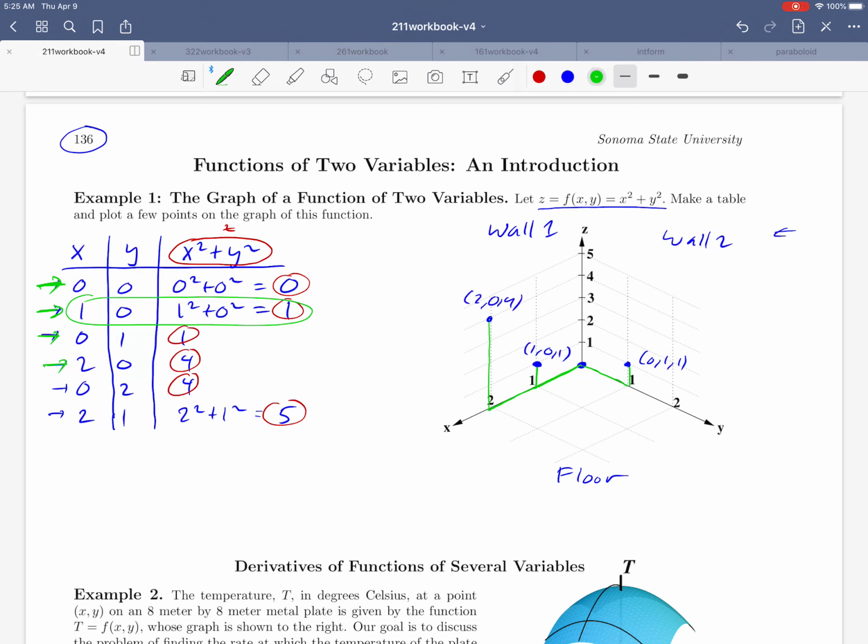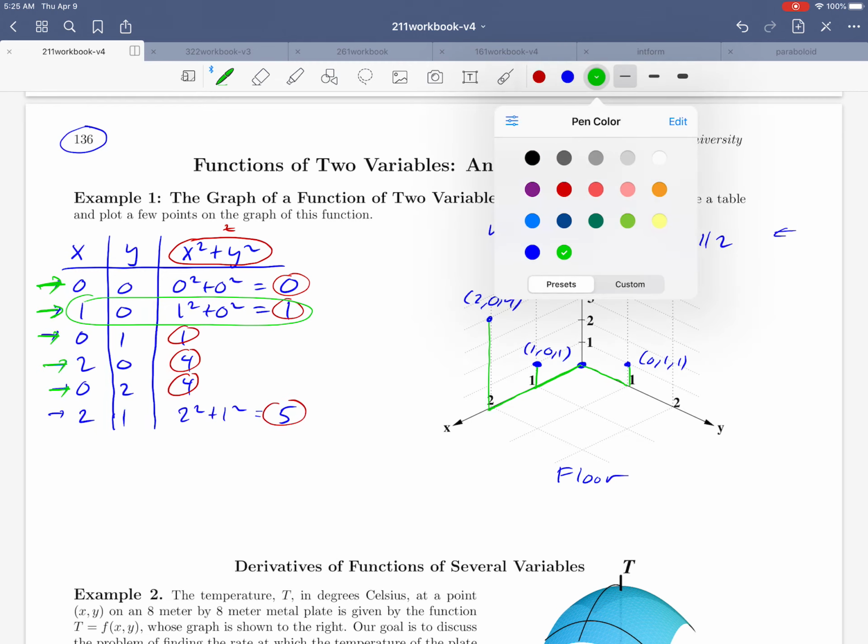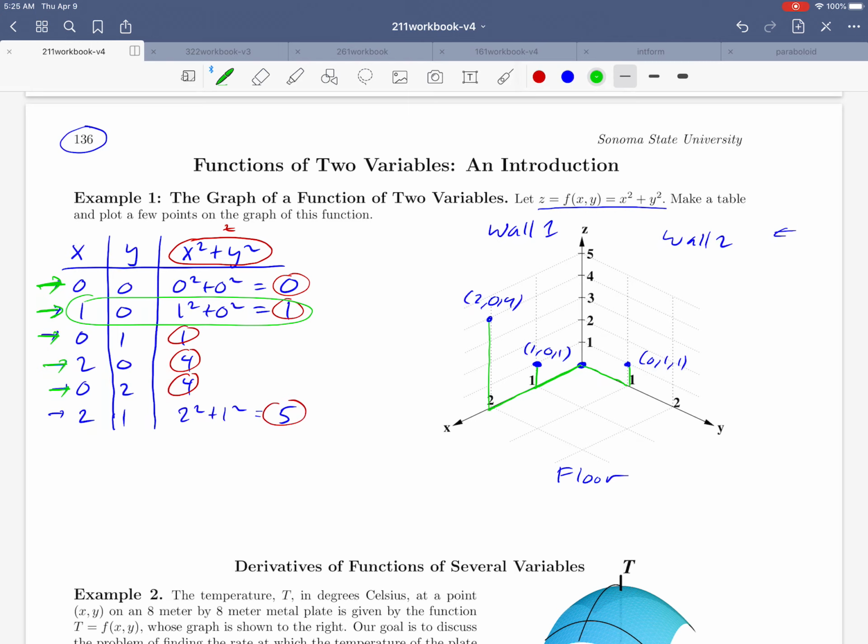All right, and then next we're at 0, 2, 4. That's going to take us 0 along the x-axis, 2 along the y-axis, and then straight up 4. So that'll put us there. Excuse me, that's 0, 2, 4.